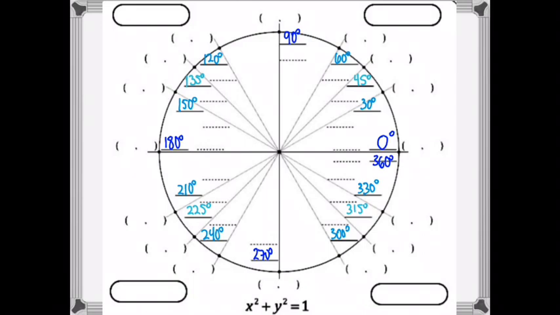So that's how you label all the degrees of the unit circle, and in the next video we're going to tackle labeling the radians, and so I'll see you in that next video.